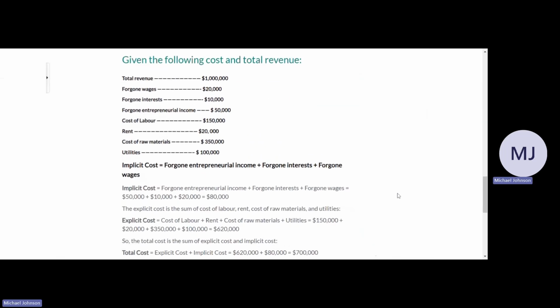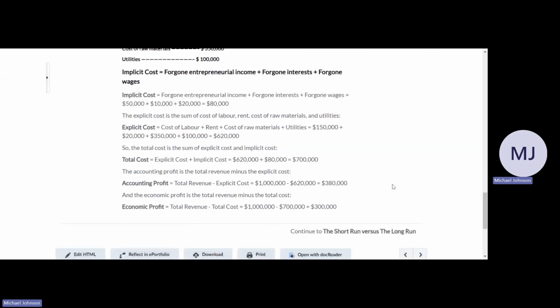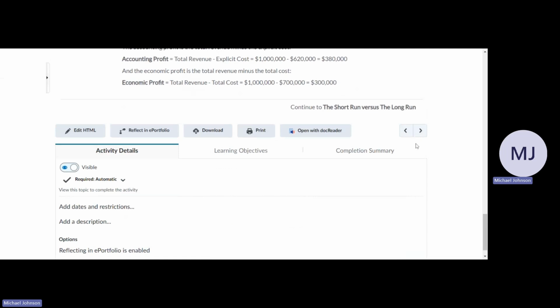To find implicit costs, it all equals foregone entrepreneurial income plus foregone interest plus foregone wages. So implicit costs are not cash costs. They're costs of making choices, what you would lose out on by not making that other choice. Explicit costs equal cost of labor plus rent plus cost of raw materials plus utilities. Total cost equals explicit cost plus implicit cost. Accounting profit equals total revenue minus explicit cost. Economic profit equals total revenue minus total cost.